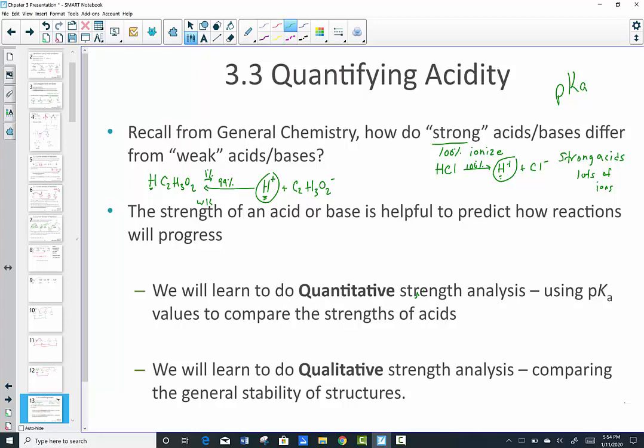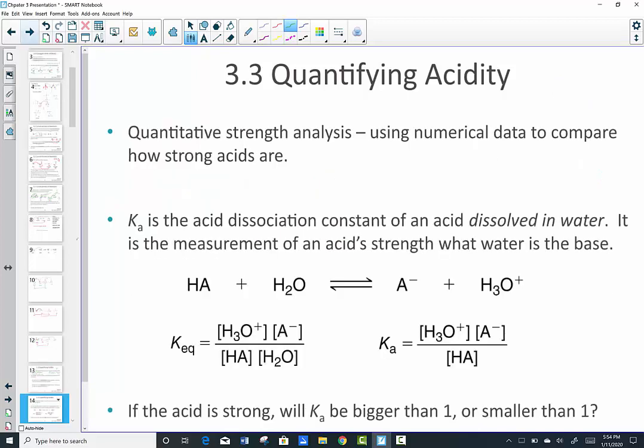When we examine Ka or pKa, it's using numerical data to compare how strong or how weak acids are. In general chemistry, we use HA to represent any acid. When I place it in water, it dissociates, it ionizes, it breaks apart into aqueous ions. This would be the conjugate base of HA, and this would be the conjugate acid of HA. The more ions we have, the stronger the acid.